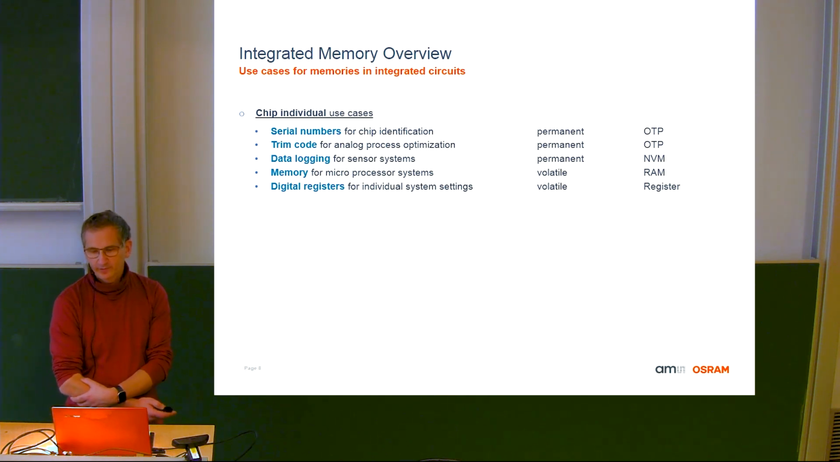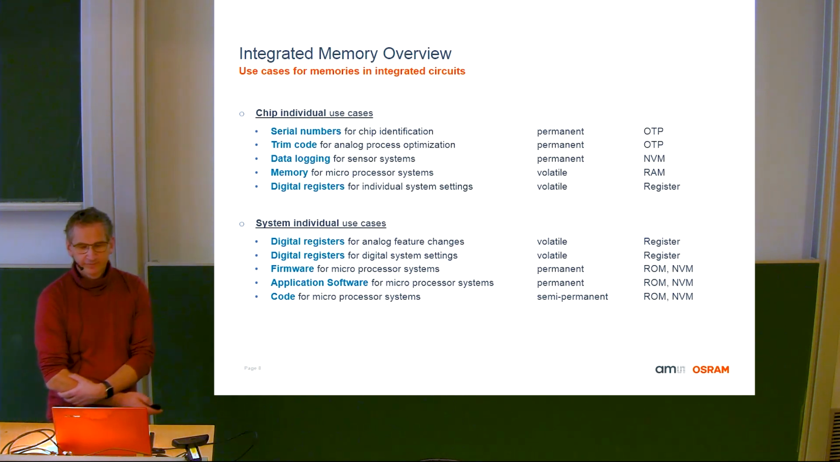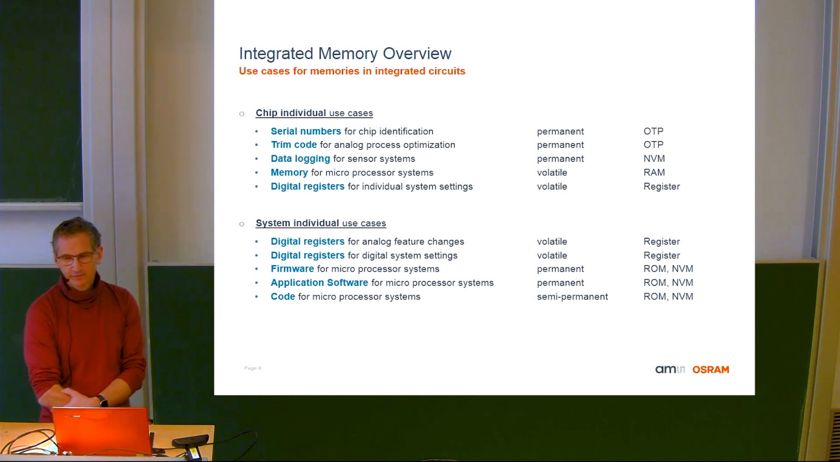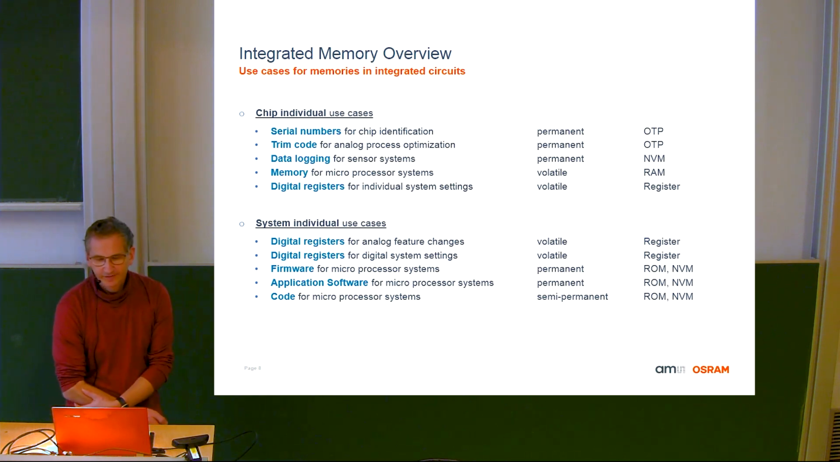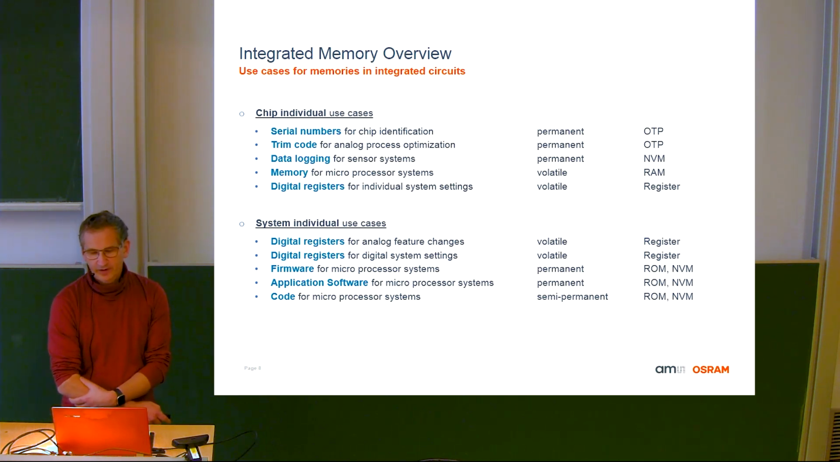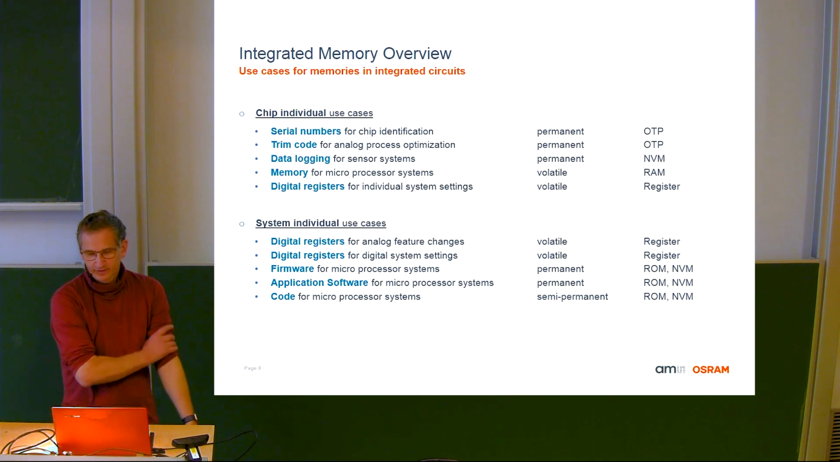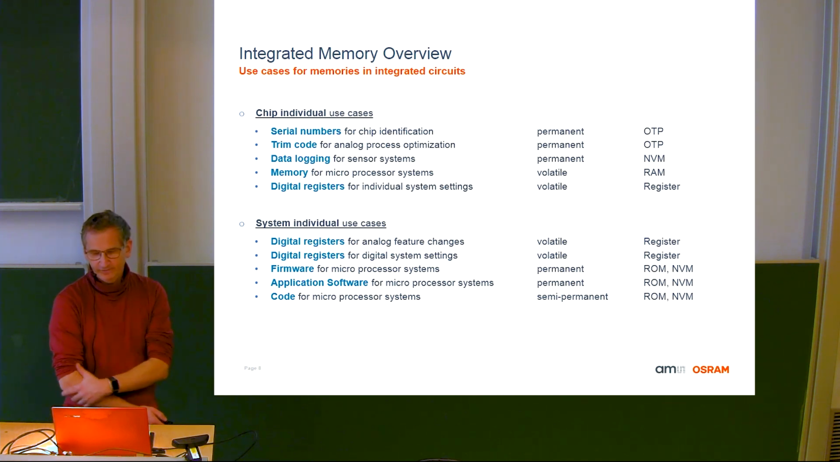So this is more or less the first part from the chip side. And then of course you have the system use cases. So analog features, you want to use some code for analog features, trimming, switching on and off, amplifications or other topics. Then digital registers, of course, as said before, code and multiplying and doing any kind of combination of digital information.